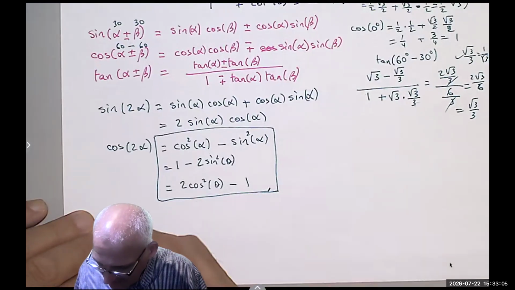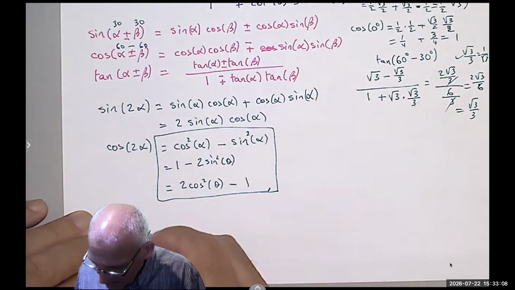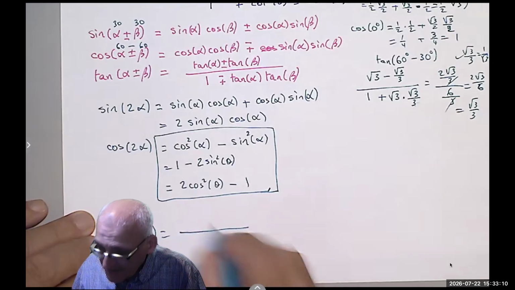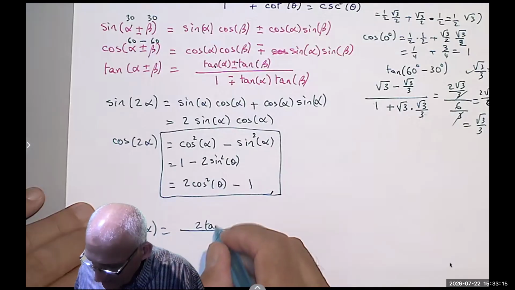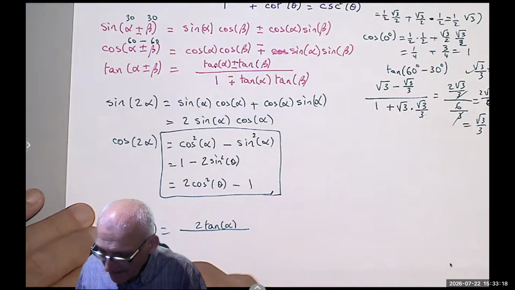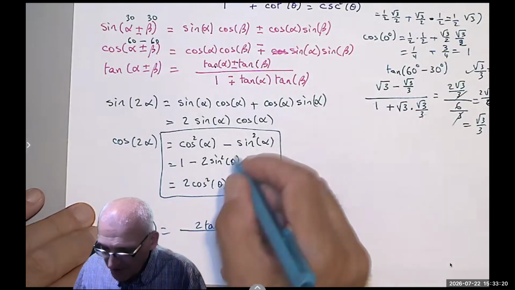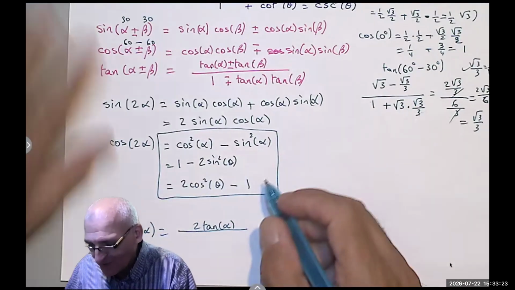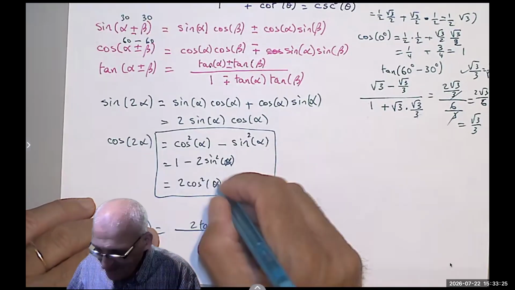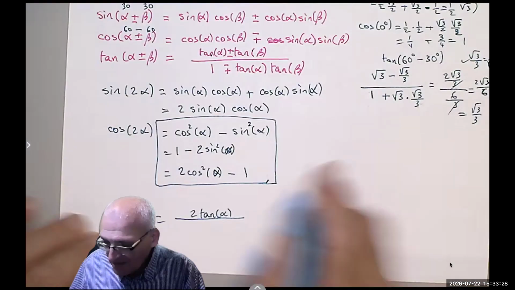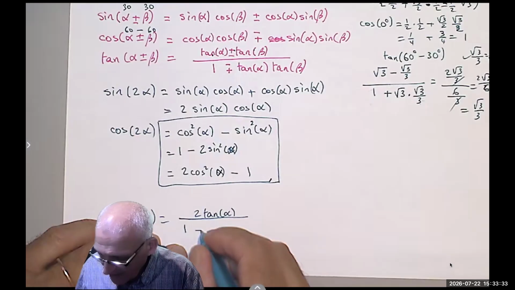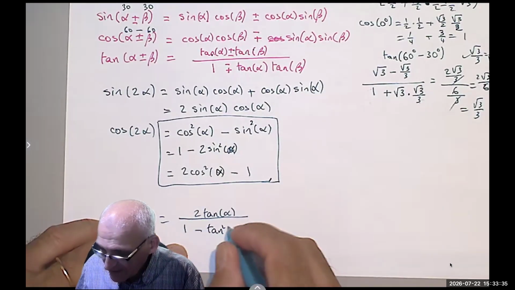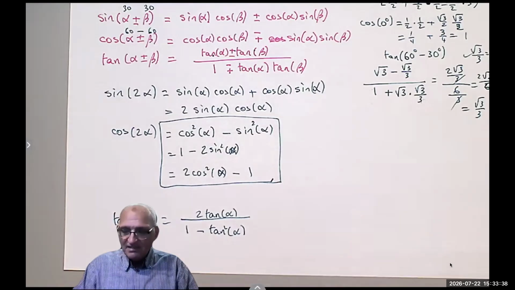And finally, tan 2 theta, or 2 alpha, is tan alpha plus tan alpha, so 2 tan alpha. And here I used the alpha, and then I changed them into theta because I was looking at theta. I'm sorry, this should be alpha, of course, but you get the point, right? Divided by 1, when you do alpha plus alpha, it means subtract, minus tan square alpha. And these are called the double angle formulas.